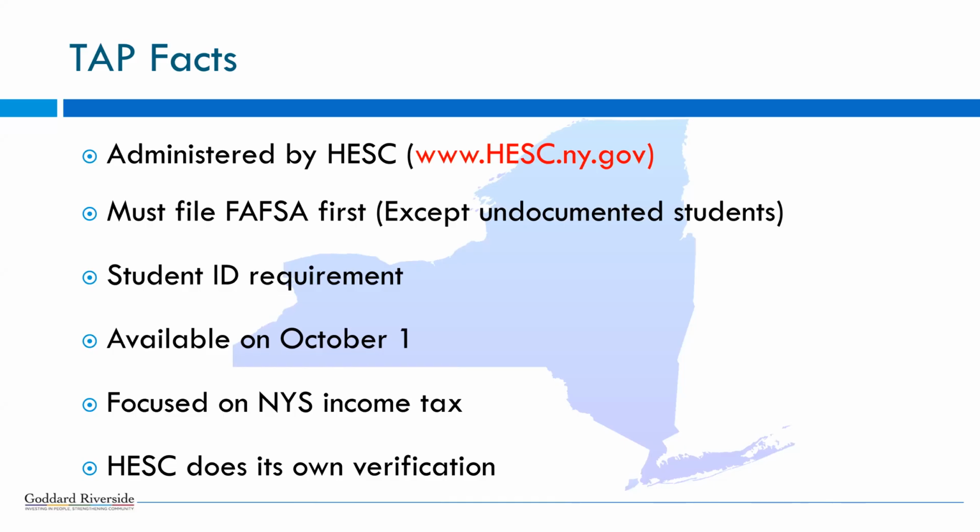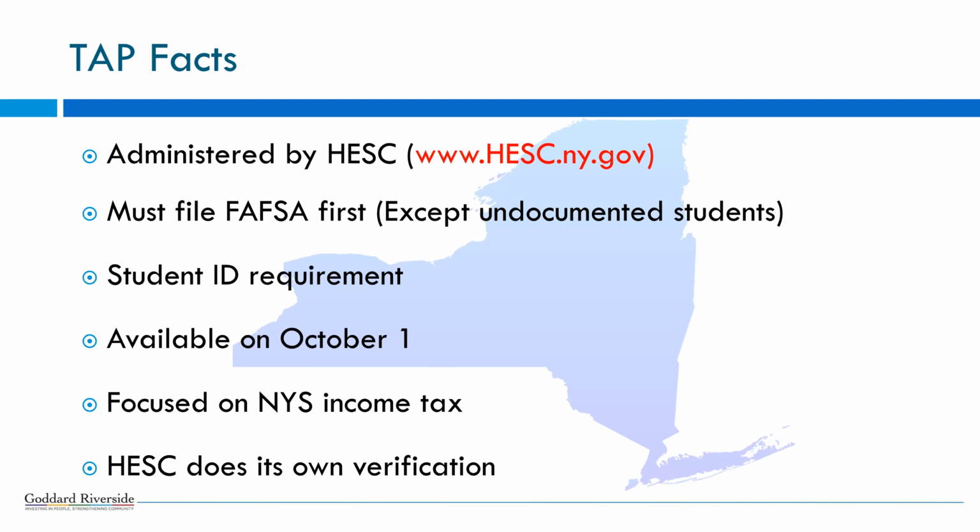So some TAP facts. It's administered by HESC, the Higher Education Services Corporation. You must file FAFSA first, with the exception for undocumented students, which we're going to get into in just a few moments. Student ID is required for this. This is a new thing. Don't get worried about it. It is required, but it does not have to be done to complete this form. It could be added in later on. So you can skip this page of the form and come back later and add the student ID.